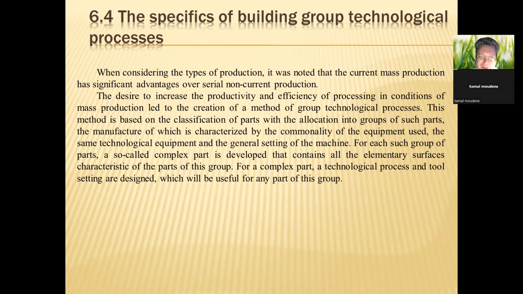The desire to increase the productivity and efficiency of processing in conditions of mass production led to the creation of a method of group technological processes. This method is based on the classification of parts with the allocation into groups of such parts, the manufacture of which is characterized by the commonality of the equipment used, the same technological equipment, and the general setting of the machine.